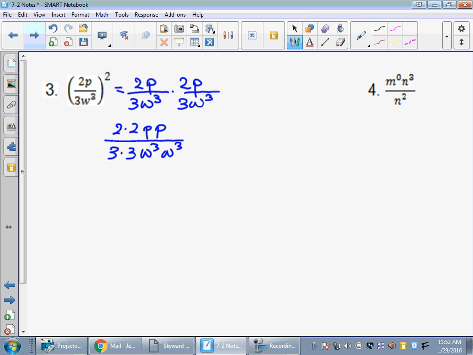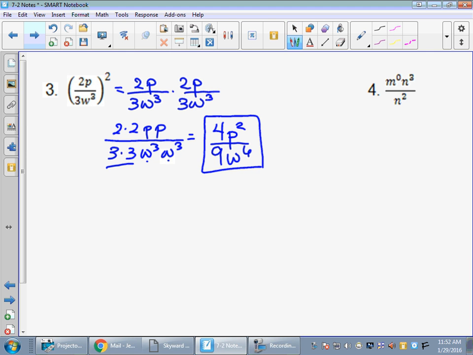So to clean that up, I'm going to have the 4, and then if I look at my p's, it's not going to cross off with a w, so I do have to put them together. 4p squared, the 3 times 3 is going to make 9, and this w to the 3rd times w to the 3rd makes w to the 6th. Remember, when you multiply, you add the exponents. So I end up with 4p squared over 9w to the 6th.